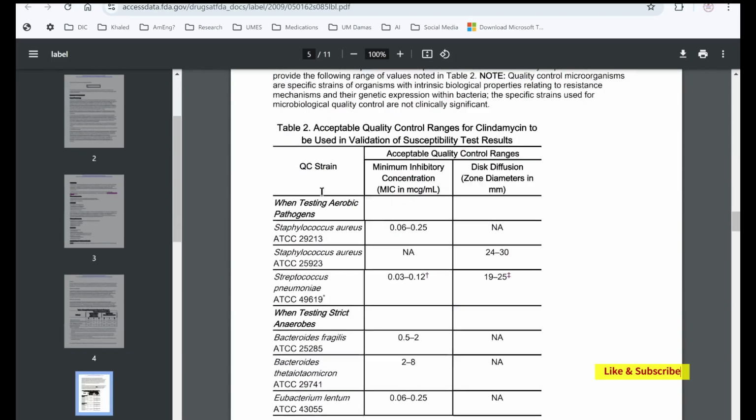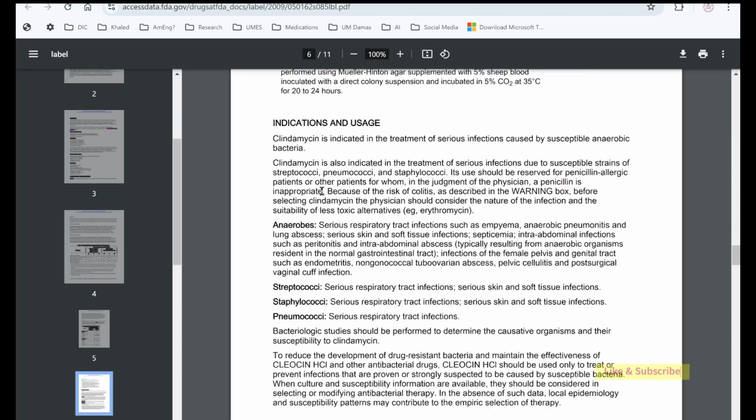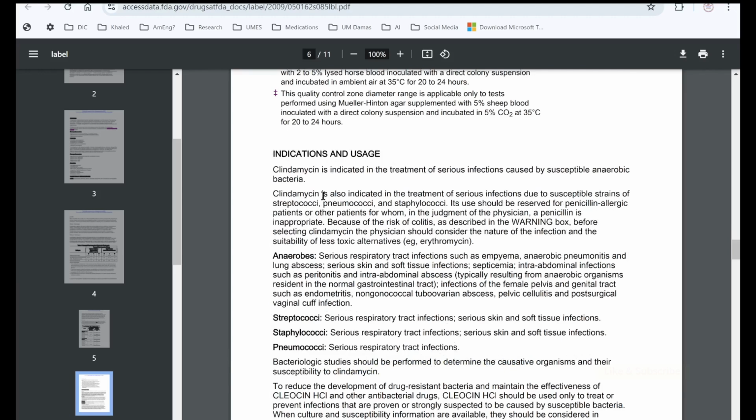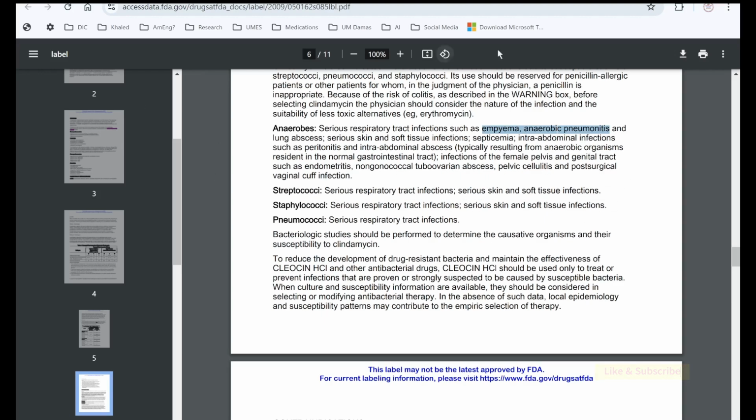So moving to the clinical use and indications. Clindamycin is indicated for treatment of serious infections due to susceptible strains of Streptococcus and Staphylococcus. We use it for anaerobic bacteria such as Bacteroides. If the patient suffers from empyema, anaerobic pneumonitis, for example lung abscess, or serious skin infection, all these are considered indications to use clindamycin.